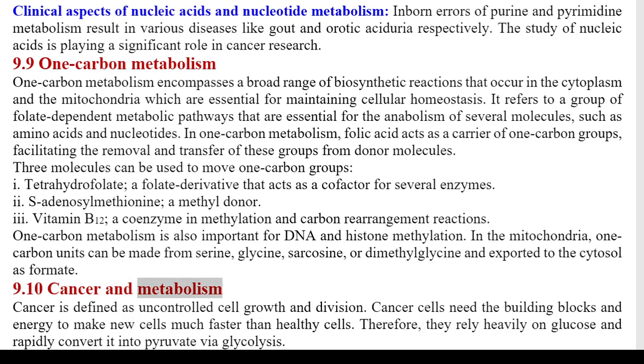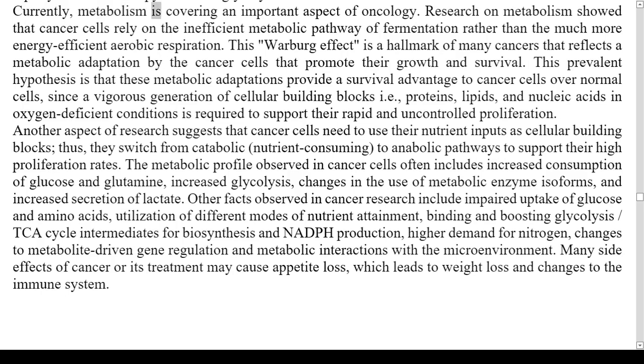9.10 Cancer and metabolism. Cancer is defined as uncontrolled cell growth and division. Cancer cells need the building blocks and energy to make new cells much faster than healthy cells. Therefore, they rely heavily on glucose and rapidly convert it into pyruvate via glycolysis. Currently, metabolism is covering an important aspect of oncology. Research on metabolism showed that cancer cells rely on the inefficient metabolic pathway of fermentation rather than the much more energy-efficient aerobic respiration. This Warburg effect is a hallmark of many cancers that reflects a metabolic adaptation by the cancer cells that promote their growth and survival.